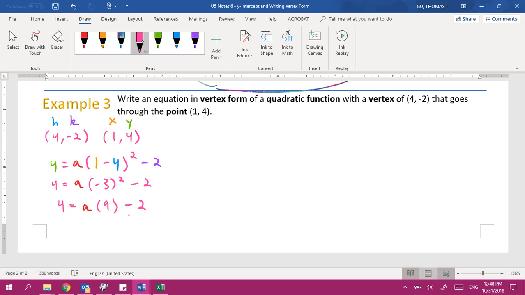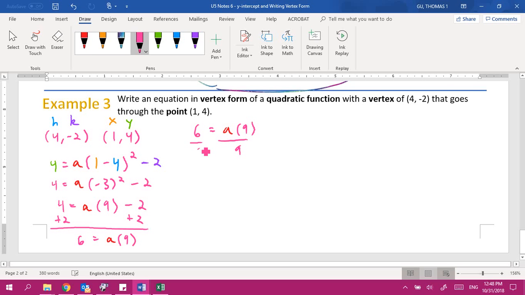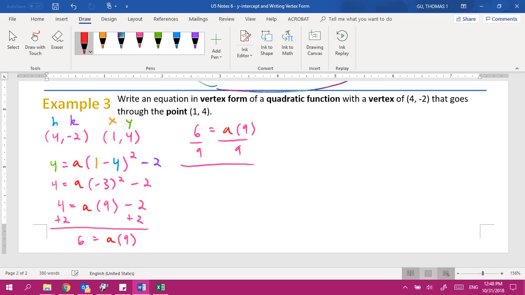Add the 2 first. You've got to add the 2 first. And that leaves you with what? 6 equals a times 9. Right, then we have to divide by 9. So a times 9 divided by 9, right there it tells you a is what? 6 over 9 equals a, but that simplifies to? 2 over 3. So 2 over 3 equals a.